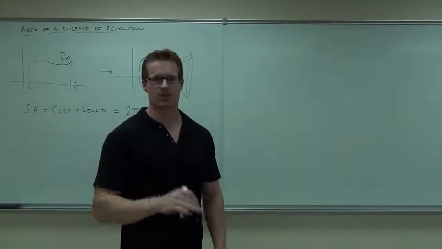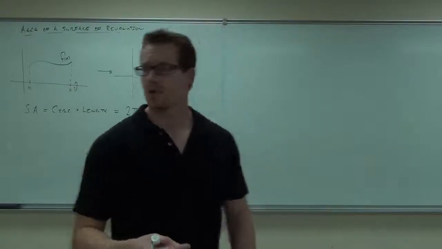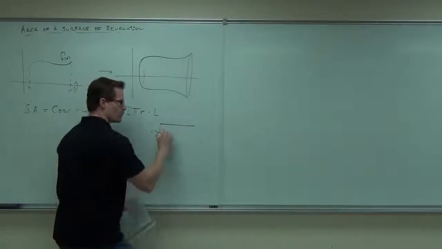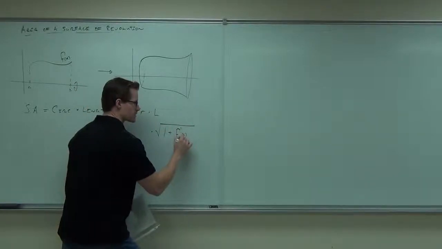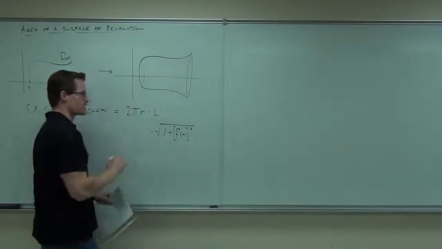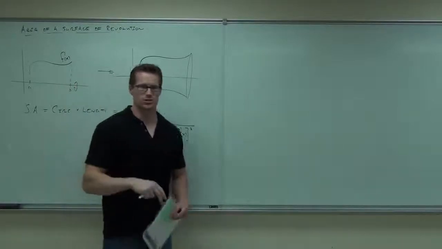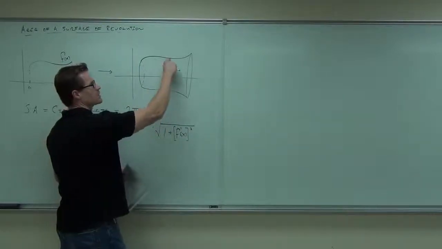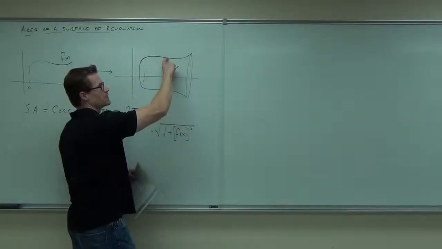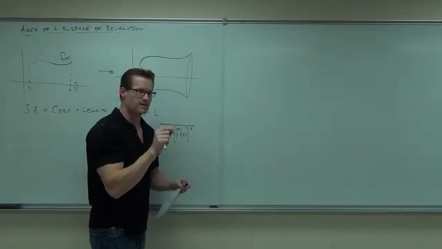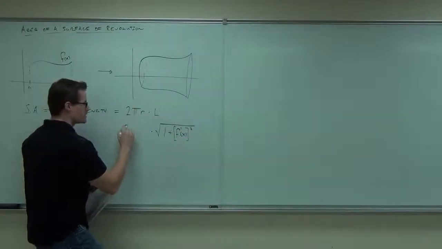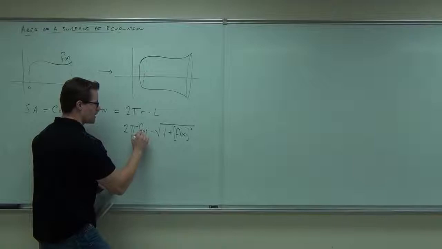Now, if you watched the previous videos, we know that we've already done length. We know that length is the square root of 1 plus f prime of x, squared, and we'll have a dx at the very end. 2 pi r, think about what the radius actually is. The radius is the distance from here to here at any given point. The distance from the x-axis to the function is the function. You plug in whatever the x is, it's going to give you the height. So the radius in our case is simply f of x. So we have 2 pi f of x.